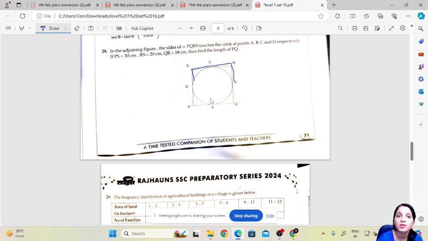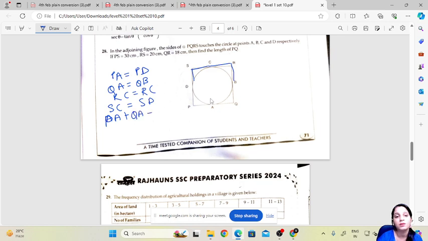We know one formula, that the lengths of tangents are always equal. So I can write PA is equal to PD, then QA is equal to QB, then RC is equal to RB, and then SC is equal to SD. Now I'll just add all the terms: PA plus QA plus RC plus SC equal to PD plus QB plus RB plus SD.